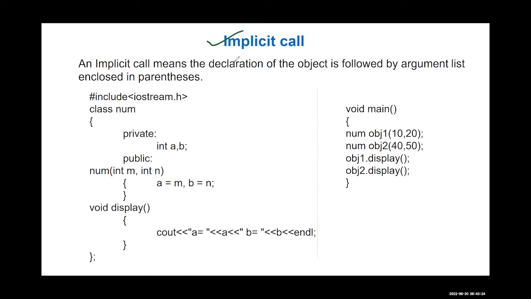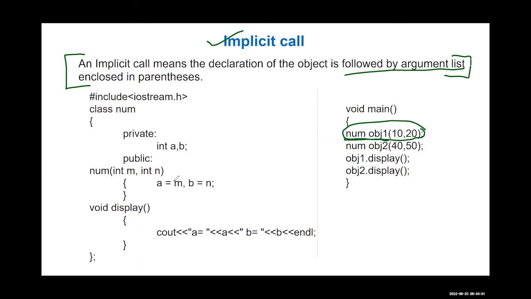Now how does the implicit call work? An implicit call means the declaration of the object is followed by the argument list enclosed in parentheses. Okay, as simple as that. So here I am saying num object1, same example, but here I am not going to use equal to constructor. Here I am directly passing the parameters to the object. That's all we are doing.